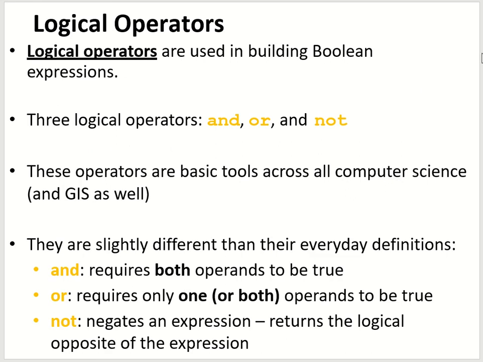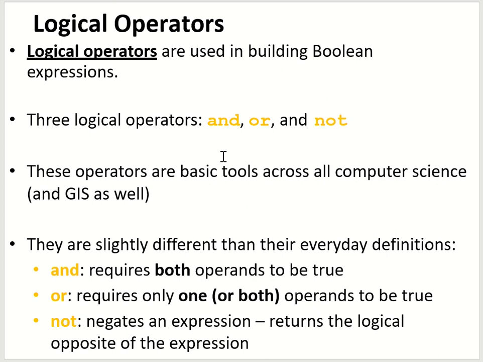Next, I'll mention logical operators. These are other operators commonly used in building Boolean expressions. There are three logical operators here: and, or, not. Basic tools across all of computer science and GIS as well, especially maybe the analysis of raster spatial data. They're slightly different than their everyday definitions.